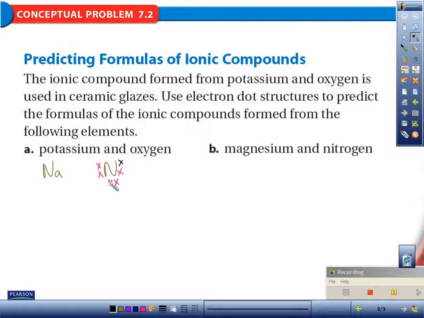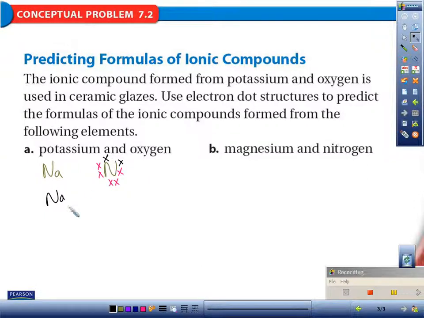Okay, now we have 6, but he wants 2 more. So that means I need to bring in another sodium, and he's in group 1, so he has 1 electron. He doesn't want this one, but nitrogen does. So again, I'm going to take this one away, give it to nitrogen.